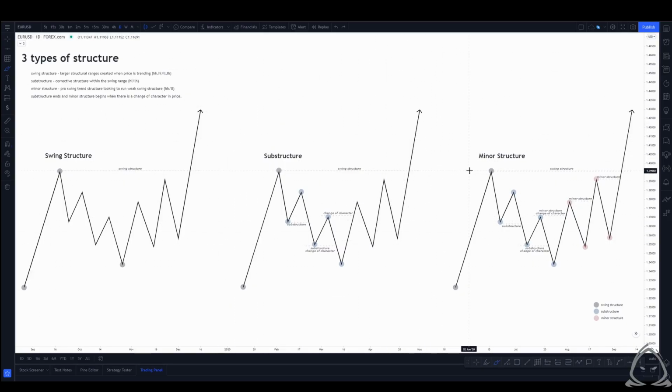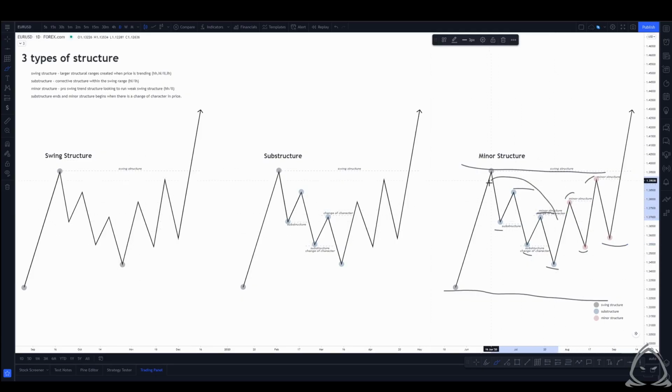So once we've established substructure, we can see that price is trading within this range of this swing low and this swing high. Price begins to correctively move to the downside, which is known as our substructure. Once we see a change of character, so we were creating lower lows and lower highs, once that paradigm shifts and we start to put in higher highs and higher lows, we're able to conclude that a change of character has begun.